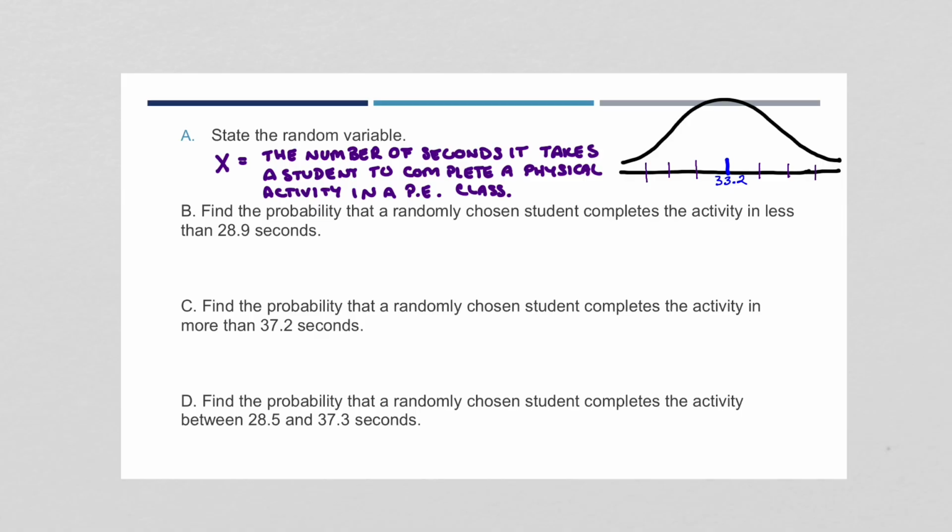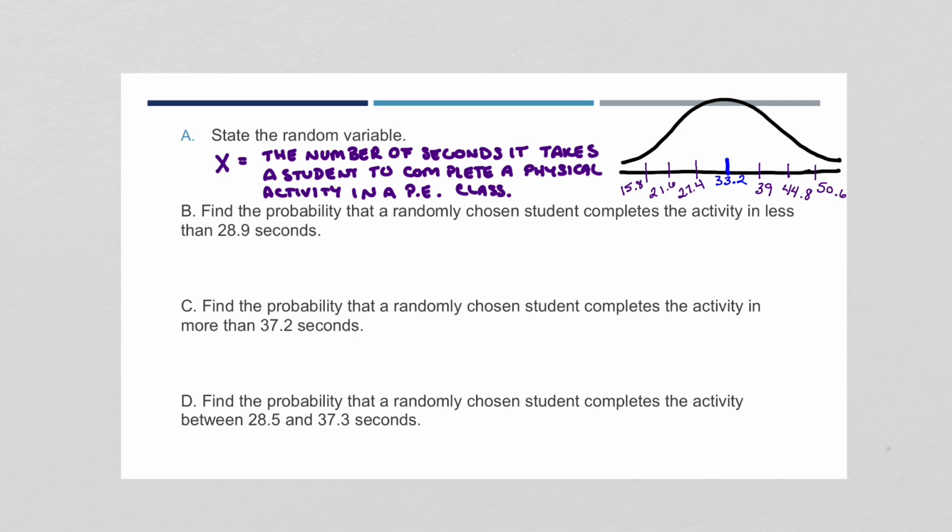So if I keep adding my standard deviation, which was 5.8, on the right, we should get 39, then 44.8, and then 50.6. Likewise, if we subtract 5.8 multiple times on the left, we'll get our 3 standard deviations below the mean. So that's 27.4, 21.6, and then 15.8. Okay.